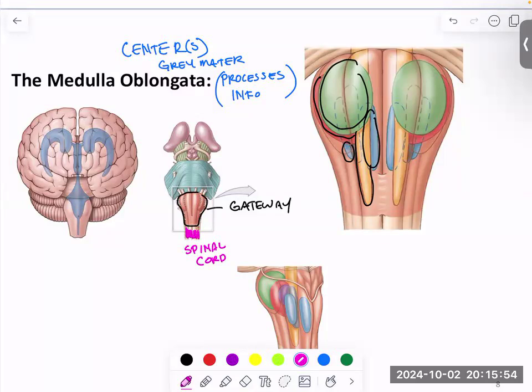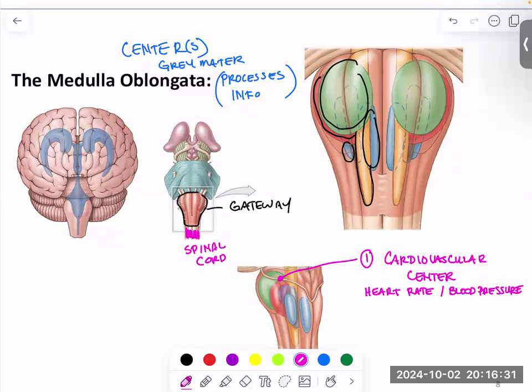One of them, you don't have to tell me which specific center because I don't even remember that. One of them has your cardiovascular center. What do you think it controls? Heart rate. Blood pressure. These are 2 examples. Cardiovascular center controls the heart rate and blood pressure. That's one of the centers.